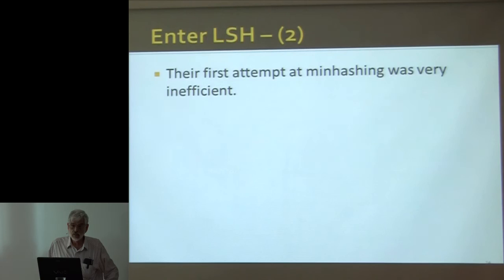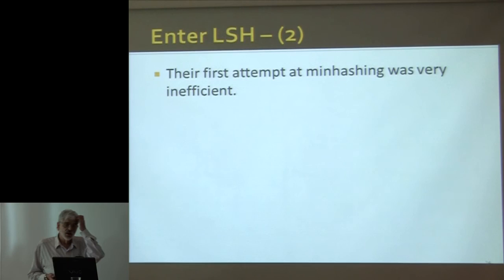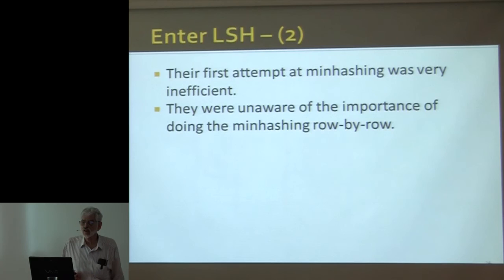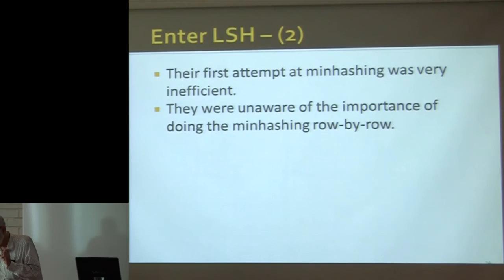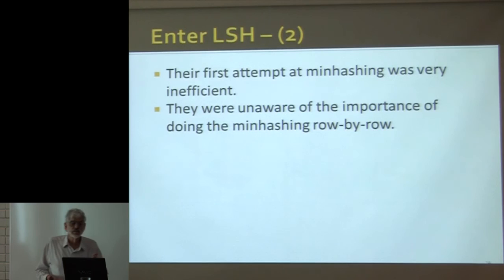At any rate, the first time I told them the story of LSH, they came back and said, oh, this is just taking way too much time. And it turns out, again, that the mistake they were making was the thing I warned you not to do, which is when you do min hashing, you have to do it row by row. If you try to do it column by column, then you're computing the same hash function over and over again.